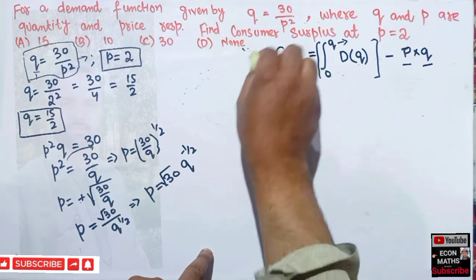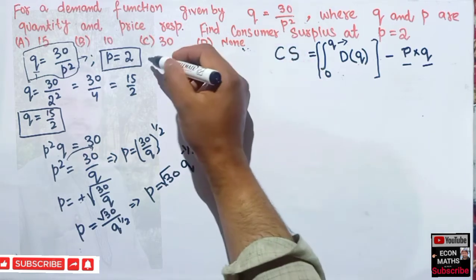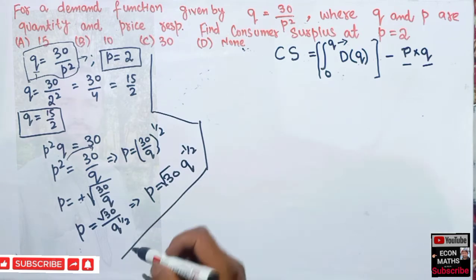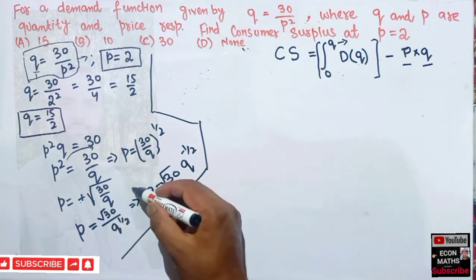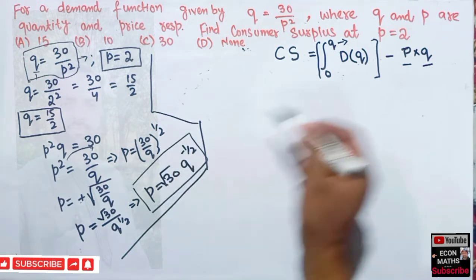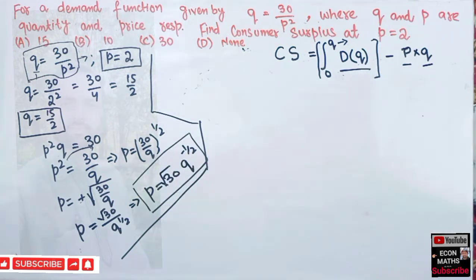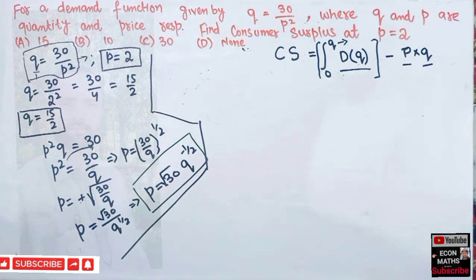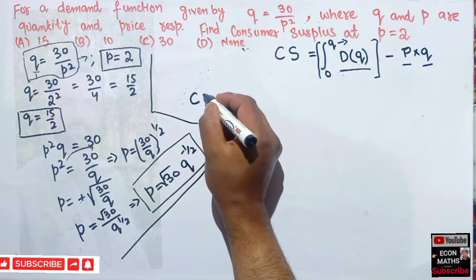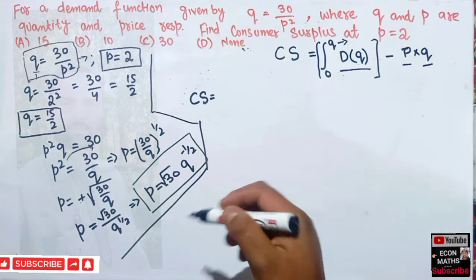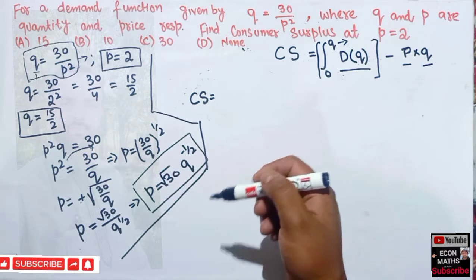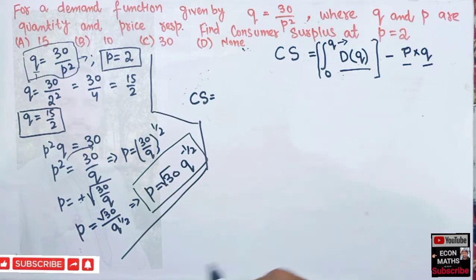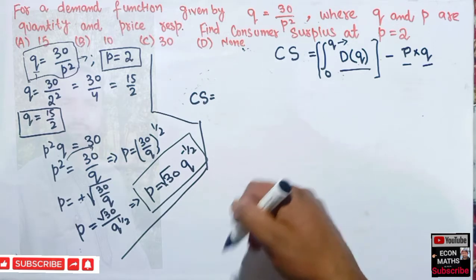So what we got here, we need to think about this. We got the inverse demand function, which we will use here, in terms of Q. We got P and Q. Now the formula is simply: consumer surplus is the difference between the price consumers are willing to pay and the price they actually pay. The difference between those two prices gives us the consumer surplus.